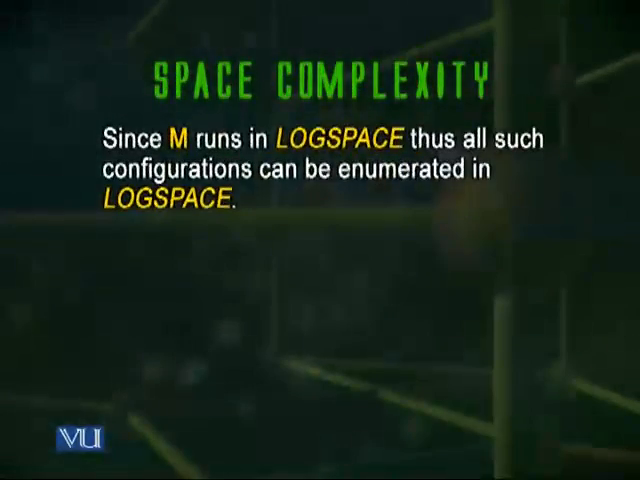And since the machine is taking only a logarithmic amount of space, we can compute all possible configurations and output them. Furthermore, if one configuration is given and another configuration is given, we can easily find out if the first configuration yields the second one or not. Or in other words, if you give me one configuration, I can easily output all the configurations that follow from it in one step. Thus, in summary, since M runs in log space, all such configurations can be enumerated in log space.